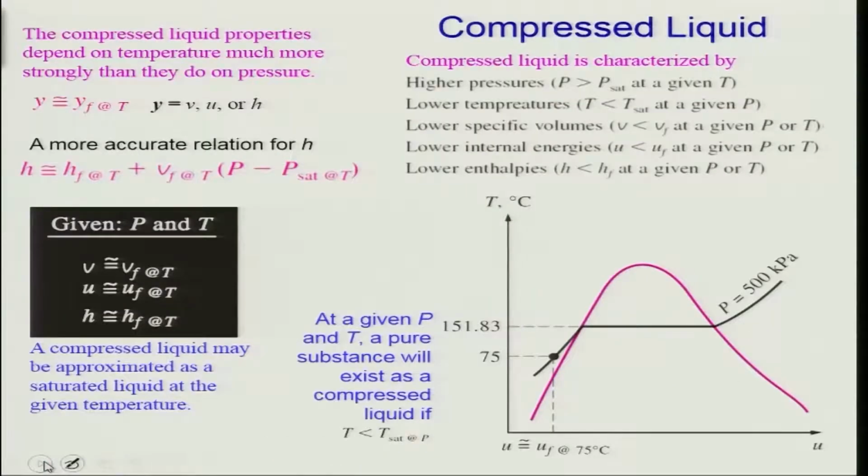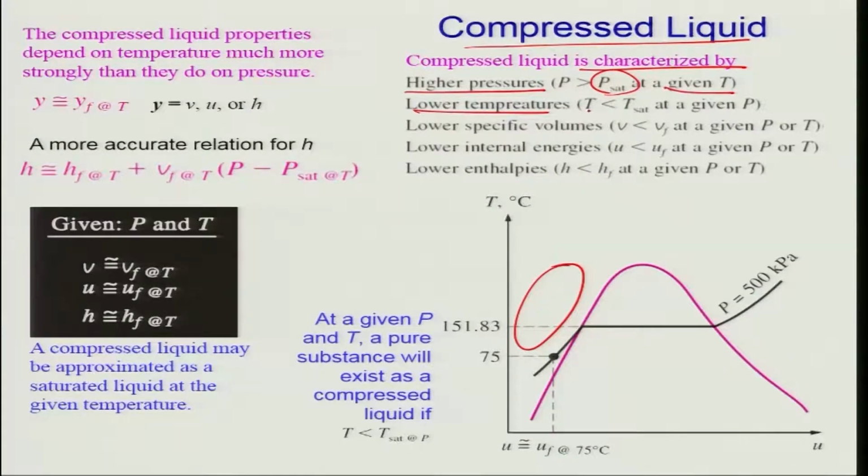Okay, so next we are going to discuss the compressed liquid. Compressed liquid is of course this region which is the left side of the saturated liquid line. This can be characterized by higher pressure than the saturation pressure at a given temperature, or lower temperature, meaning less than the saturation temperature at a given pressure. So let's take a look at this pressure which is already given. This is a pressure of 500 kilopascal, so this is 0.5 megapascal, right? The saturation temperature is this, and our system lies here. So this is our system.